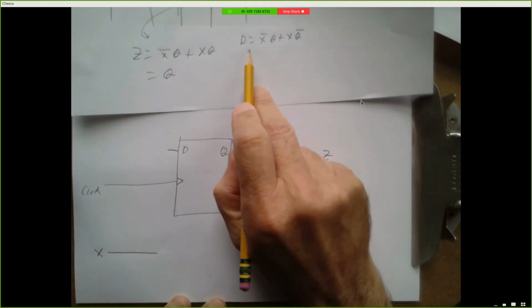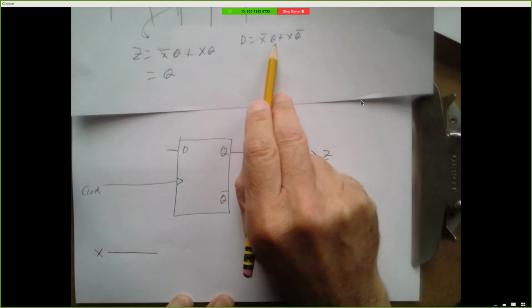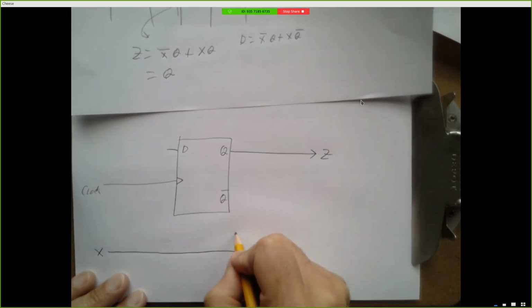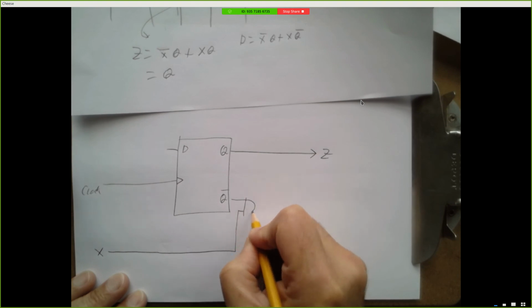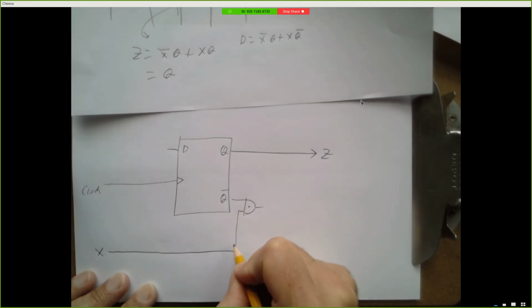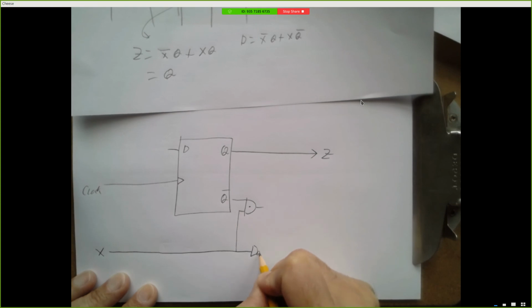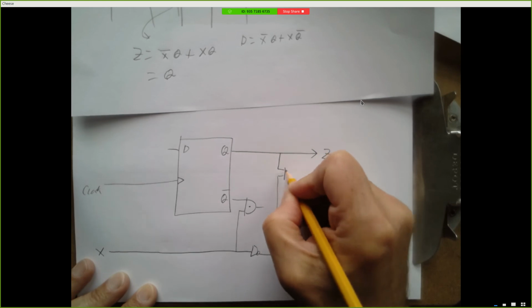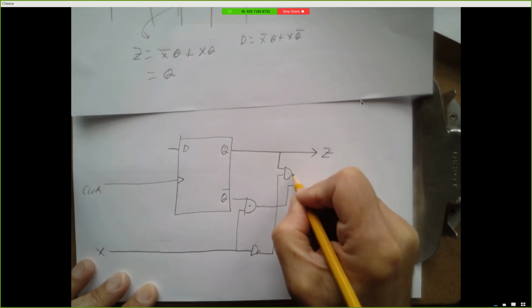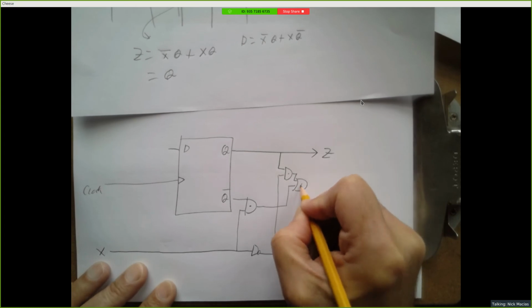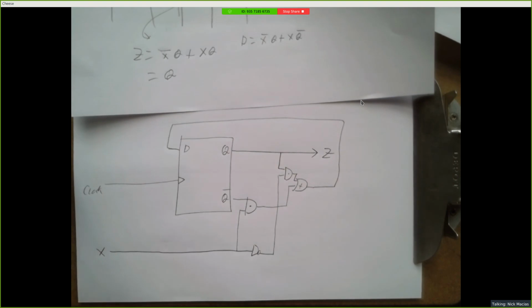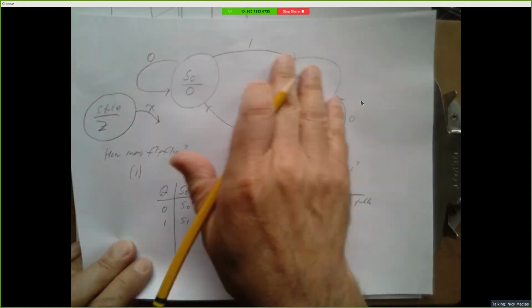And our D input should be coming from X bar ANDed with Q or X ANDed with Q bar. So I can take X and Q bar and AND those. And I can also take X and invert it and AND that with Q. And I can OR those together and feed that into D. And this should act now like this.